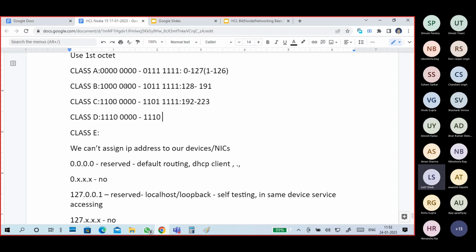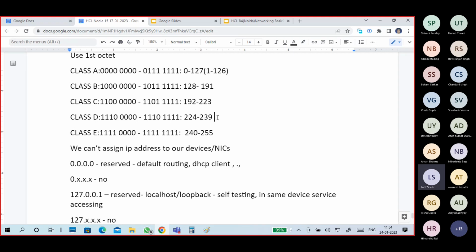This is class D, right? 1110. Keep the first four bits the same, the remaining become 1. So 224 to 239. Here, for class E, it is not assigned, it is reserved, so completely you take 240 to 255. That is the last one. These are the class addresses.